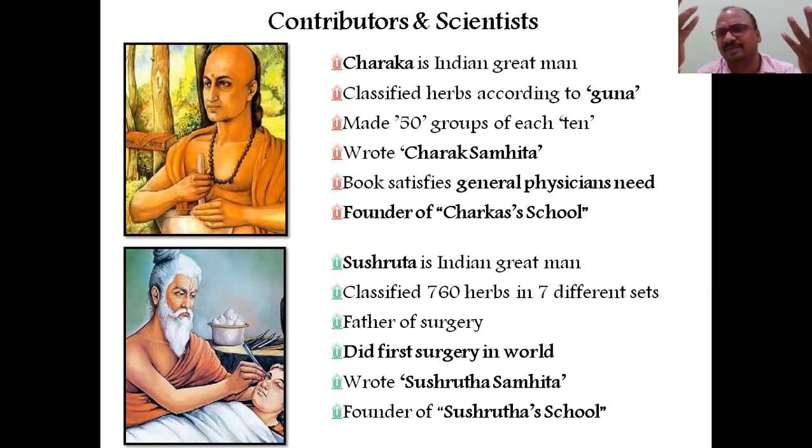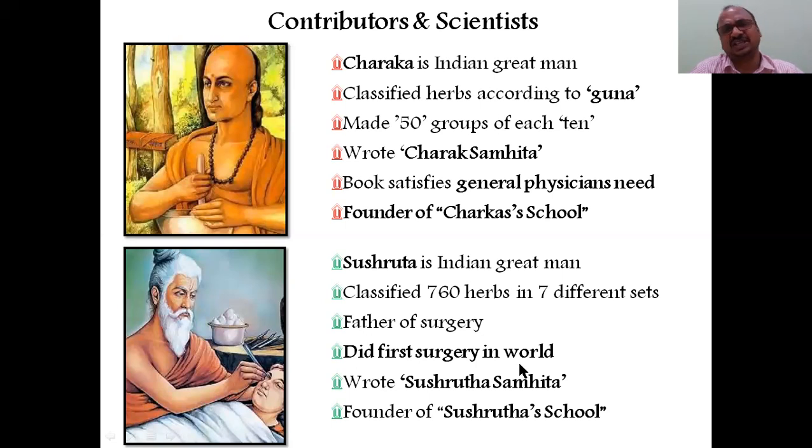What a man! What a great man! What an idea! What an ideology! What an intellectual property! He's a great Sushruta. He's the father of surgery. He classified 760 herbs into 7 different sets. Each set consists of around 100 plants, more than that.